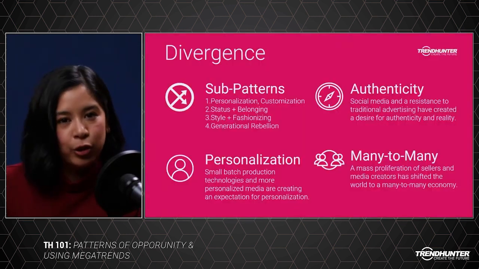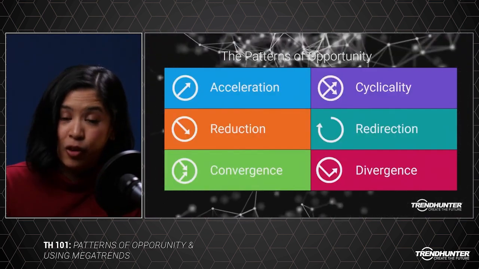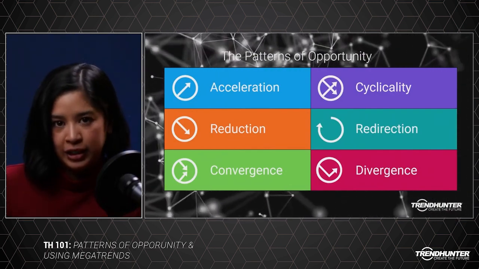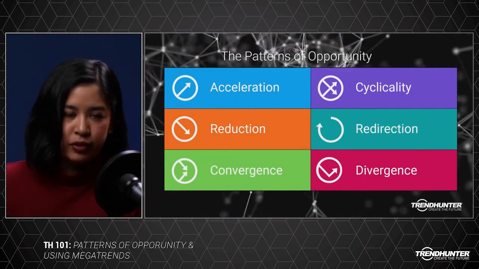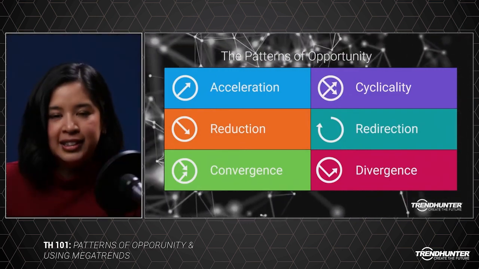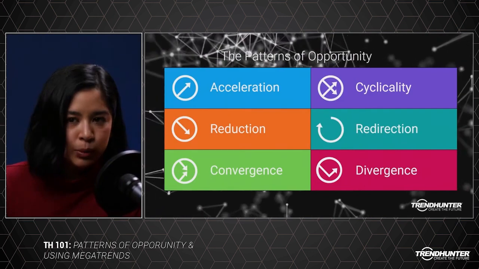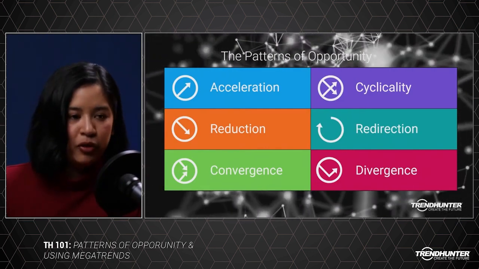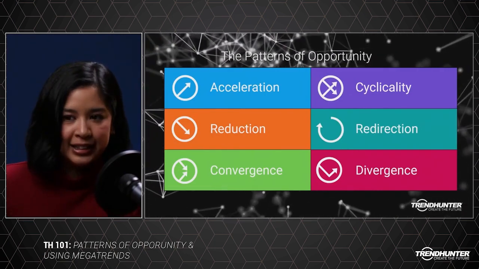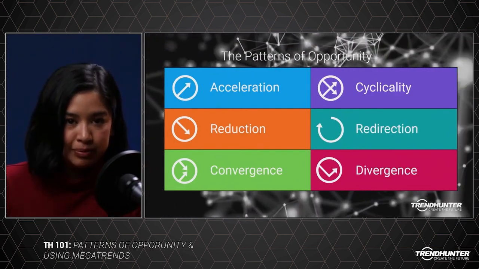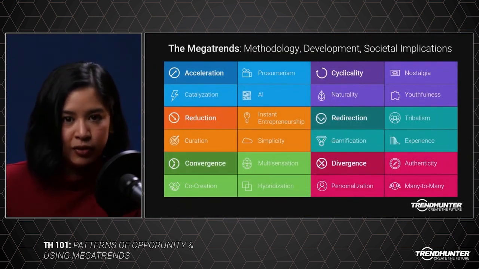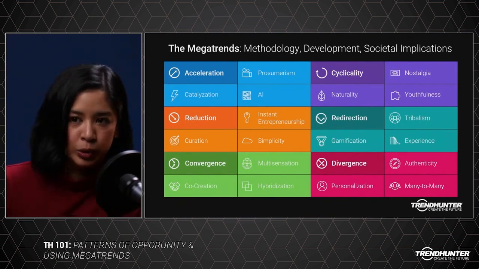Now that wraps us up for our megatrends under divergence, and that actually wraps us up for all of our megatrends. As a quick review of what we went over today, we talked a bit about the patterns of opportunity, which function as a sort of lens through which you can view any problem on your plate. Acceleration is all about focusing on repeating patterns. Reduction is about the power of omission. Redirection is about moving against consumer expectations and redirecting what's expected of you. Convergence is about combining ideas, and divergence is about that sense of rebellion. Now, the megatrends are a sort of way to execute on each of these patterns of opportunity in a way that connects to true consumer desire.